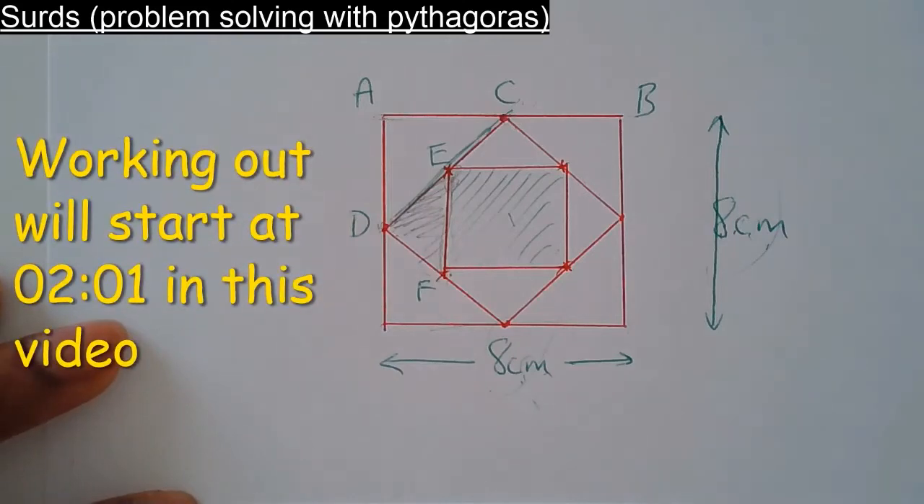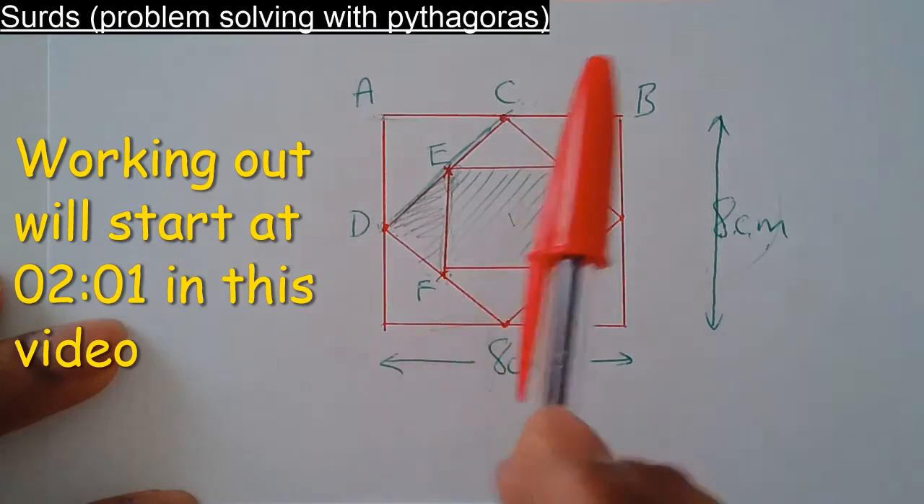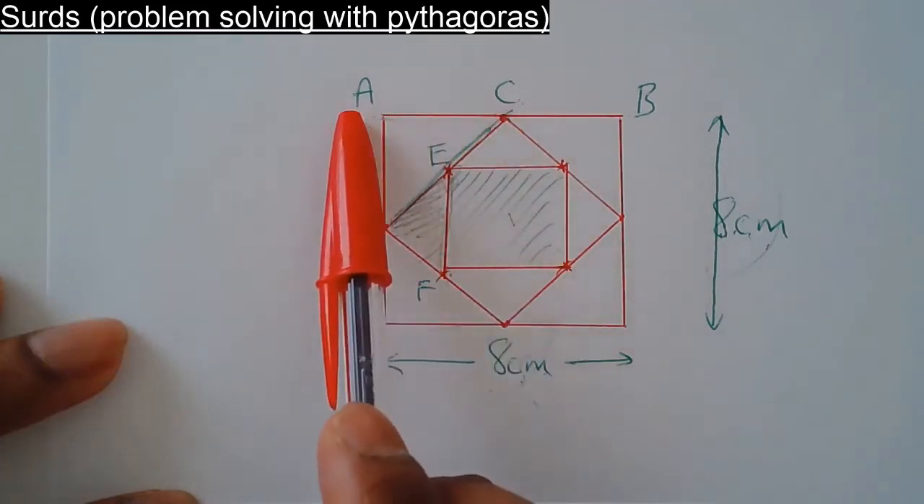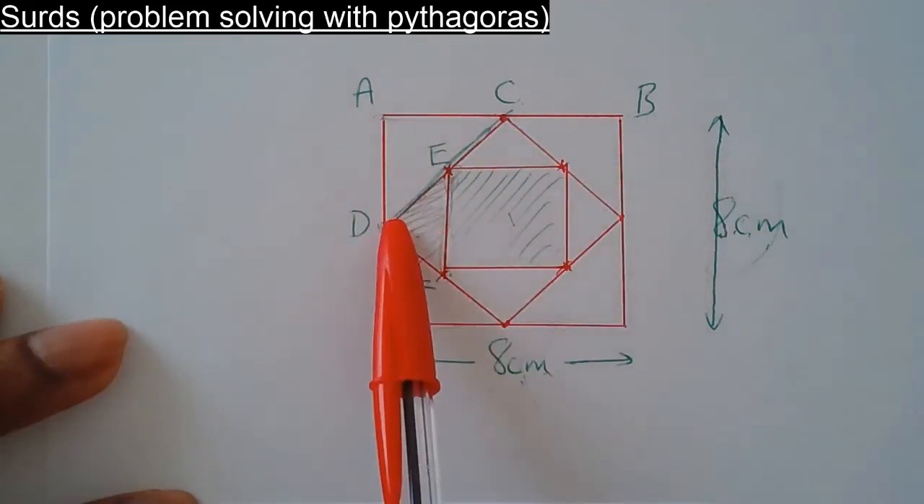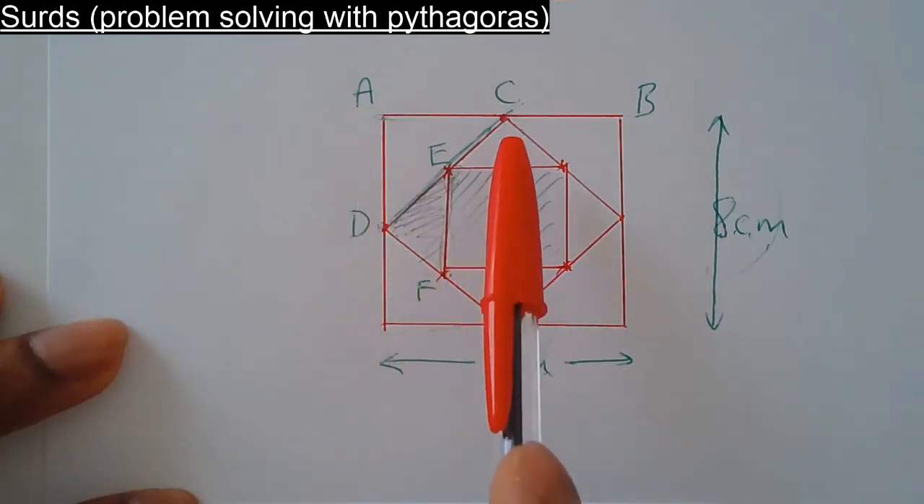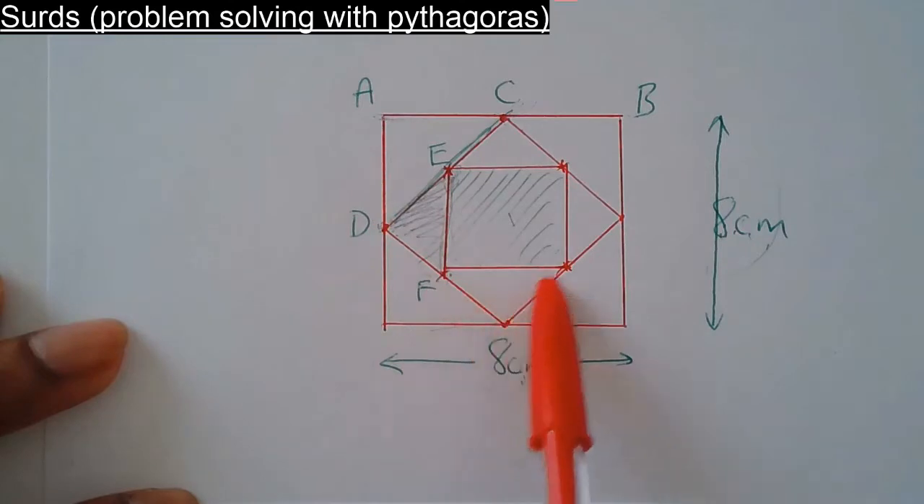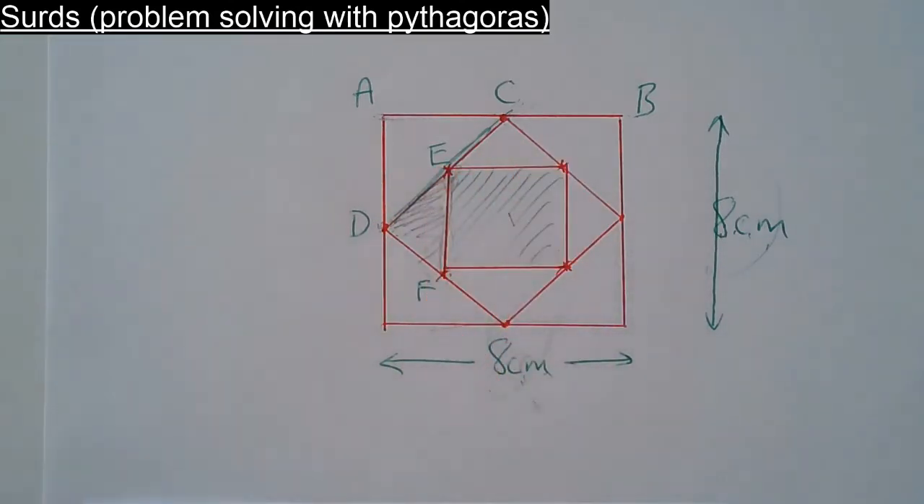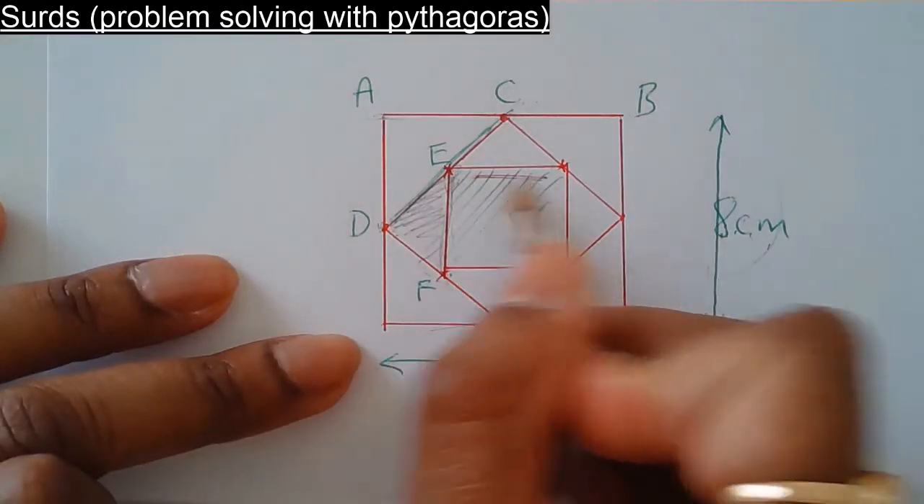Okay, I have a square, 8 by 8. Point C is the midpoint of line AB. D is the midpoint of this line. Within it, we've got a square, and within that, we've got another little square. I want to try and find the area of this little square.